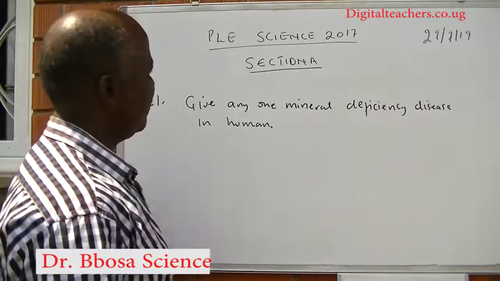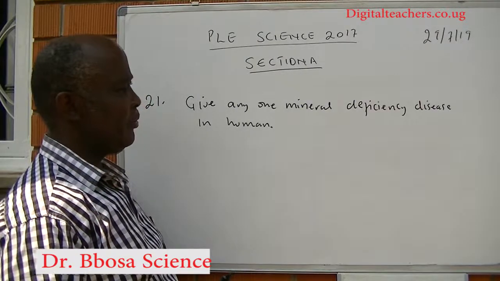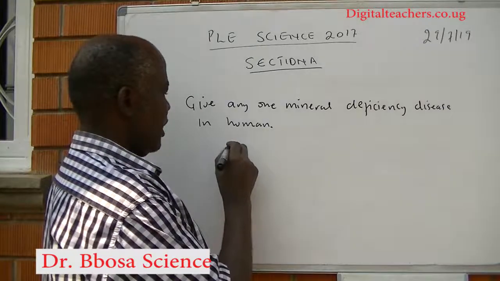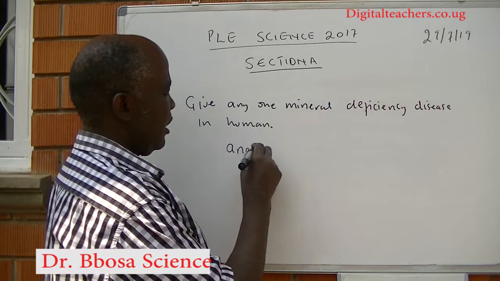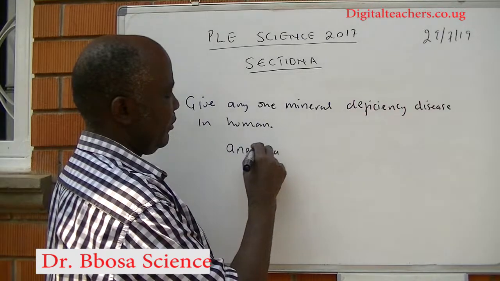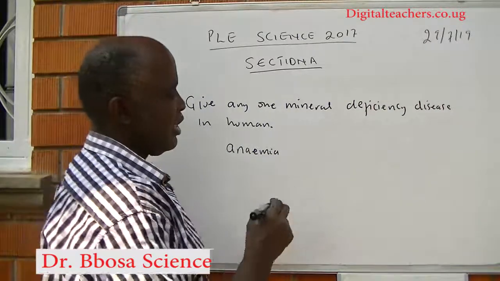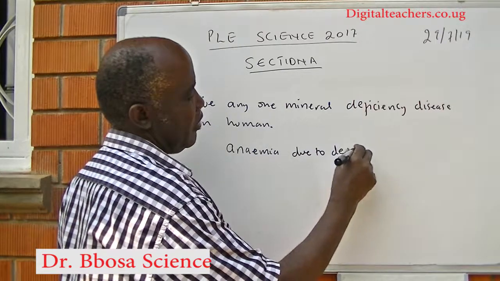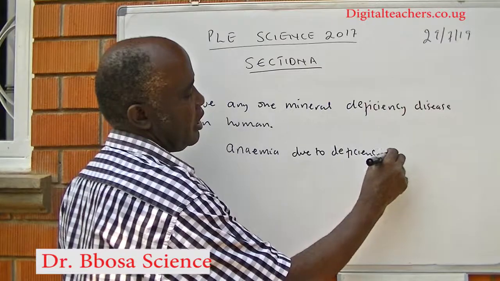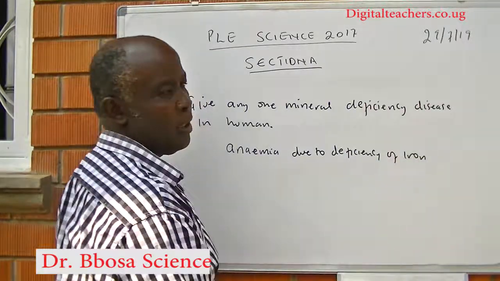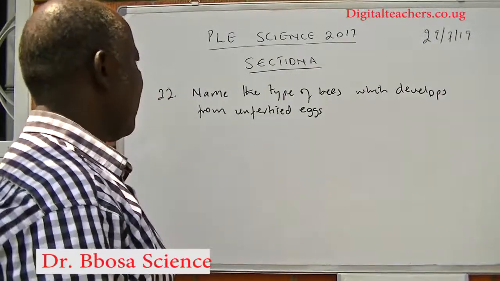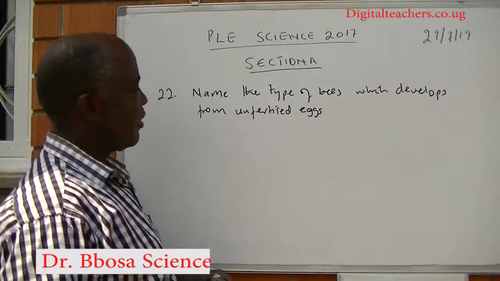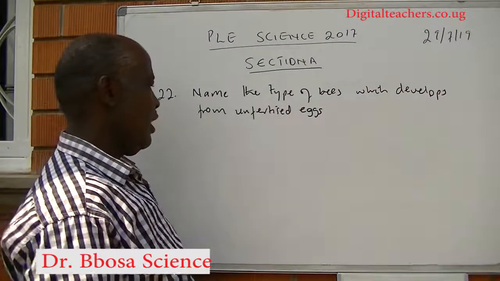Number 21. Give any one mineral deficiency disease in humans. That is anemia. Anemia is due to deficiency of iron. Number 22. Name one type of bee which develops from unfertilized egg.